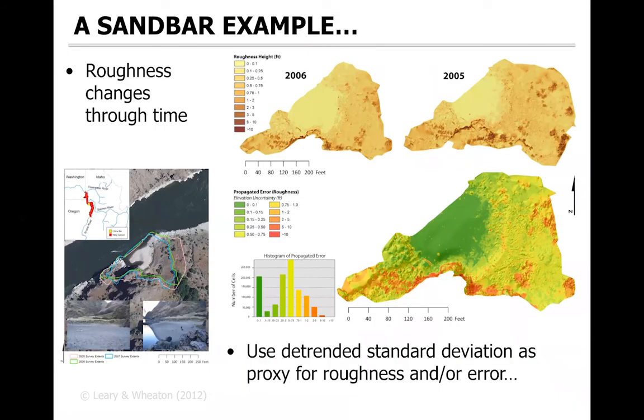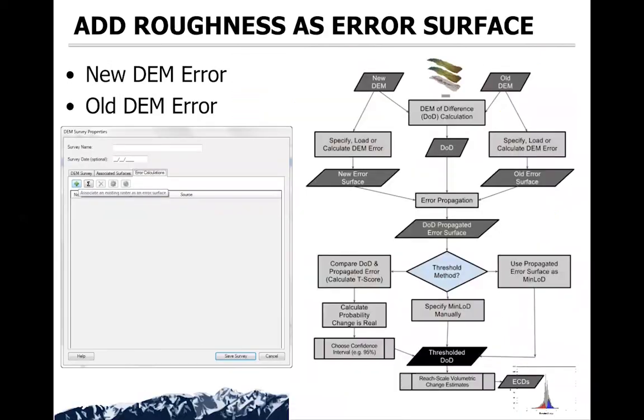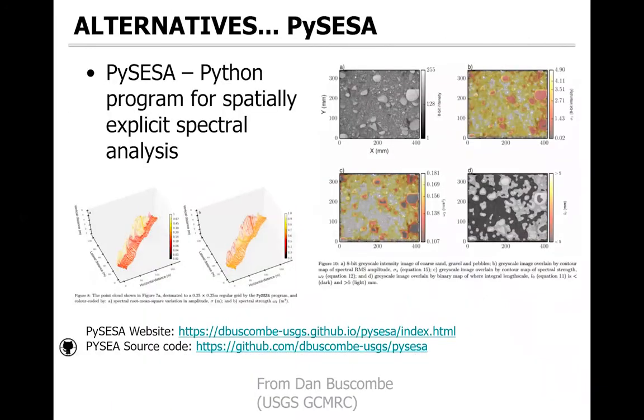Here is an example of basically a detrended standard deviation roughness model. And you could actually use those roughness models, this is off of some PLS data, to act as your error model. That's a good approach to use. Dan Buscombe also has some great software, PySESA, for playing some of these games, and instead of having to choose a grid resolution at which you do the analysis, it's basically doing it over a multi-scalar sort of window.